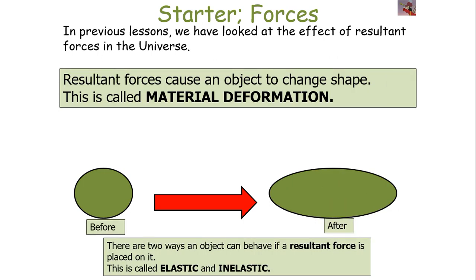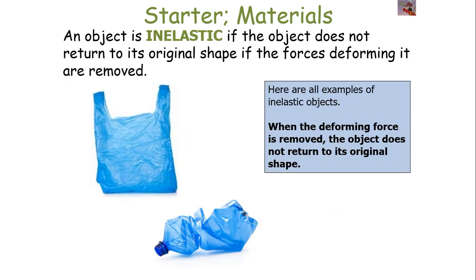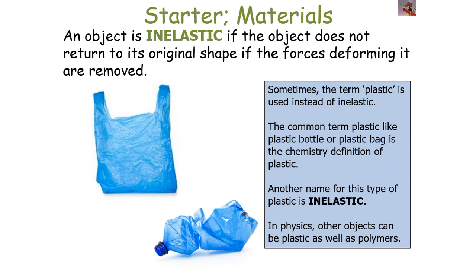Now, there are two ways an object can behave if resultant force is applied to it. It can behave either elastically or inelastically. An elastic object regains its original shape after the forces deforming it are removed. But an object is inelastic if it doesn't return to its original shape after the forces deforming it are removed. It stays deformed. Now, it can sometimes be called plastic.